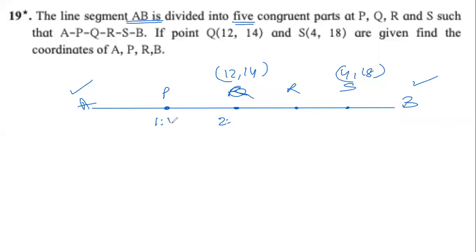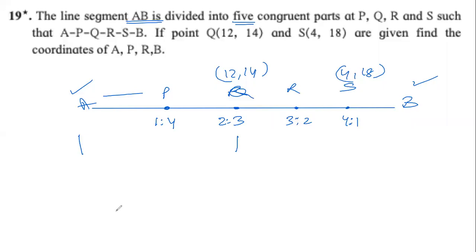P clearly divides in the ratio 1:4. Look, here there is 1 part and here there are 4 parts. Q is dividing in the ratio 2:3. R is dividing in the ratio 3:2. Finally, S is dividing in the ratio 4:1. So we need not look at the entire line; we can take a part of it too.